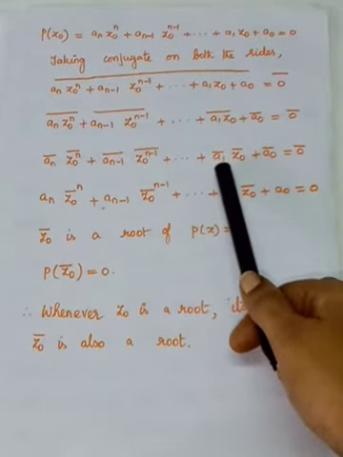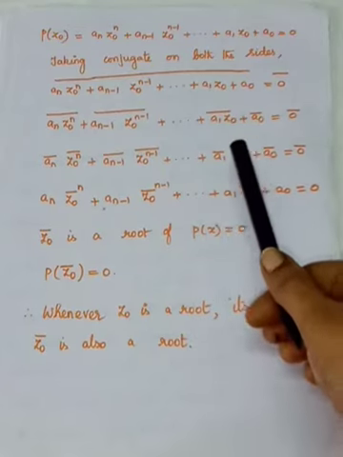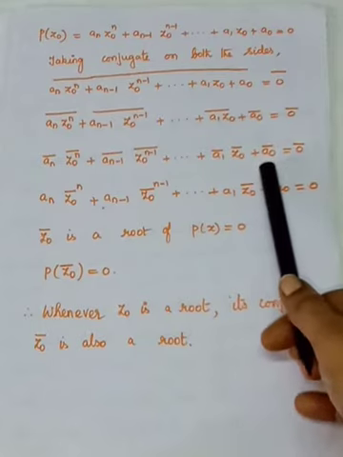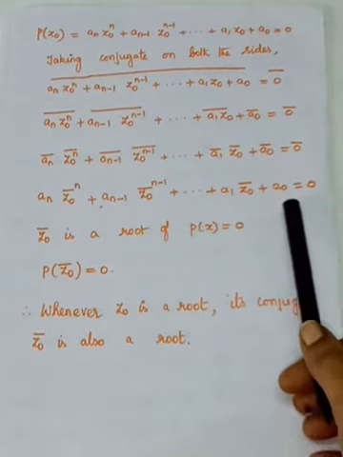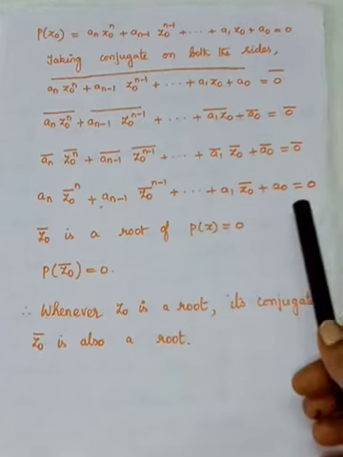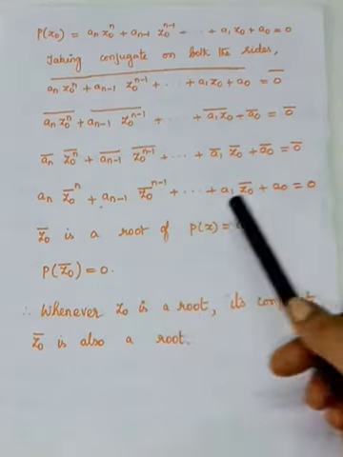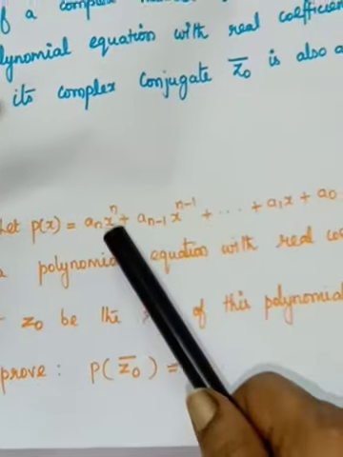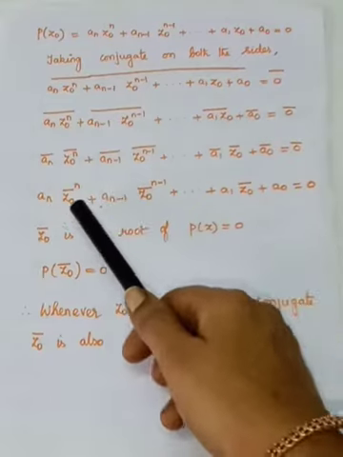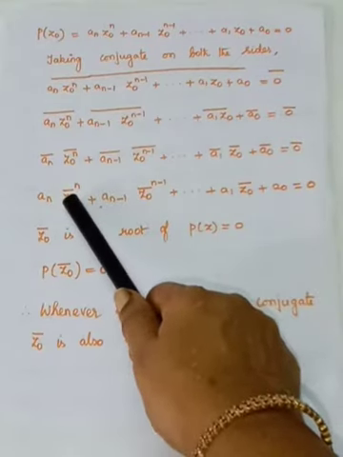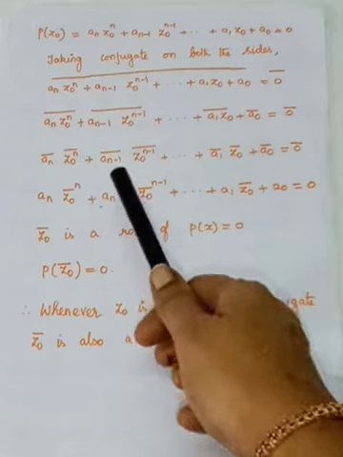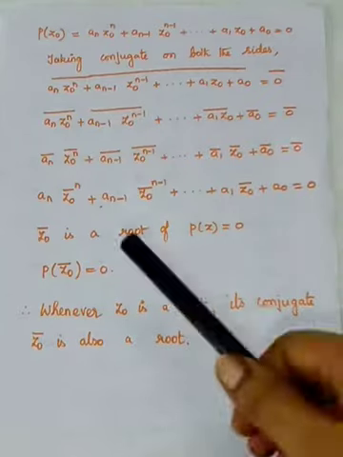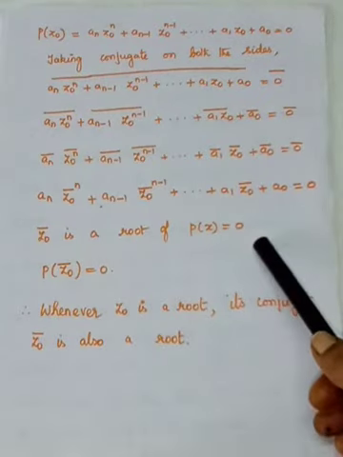a_1 is a real number, so a_1 bar is a_1, and we have z_0 bar. Plus a_0 is a real number, a constant, so a_0 bar is also a_0, and 0 is a real number, so 0 bar is 0. Now you see that in this equation p(x), in the place of x, what are you having? You are having z_0 bar. That means z_0 bar satisfies the equation. So z_0 bar is a root of p(x) = 0.